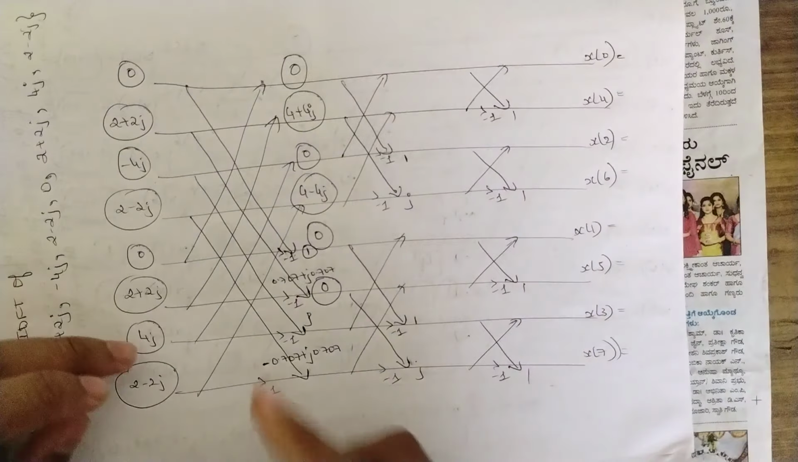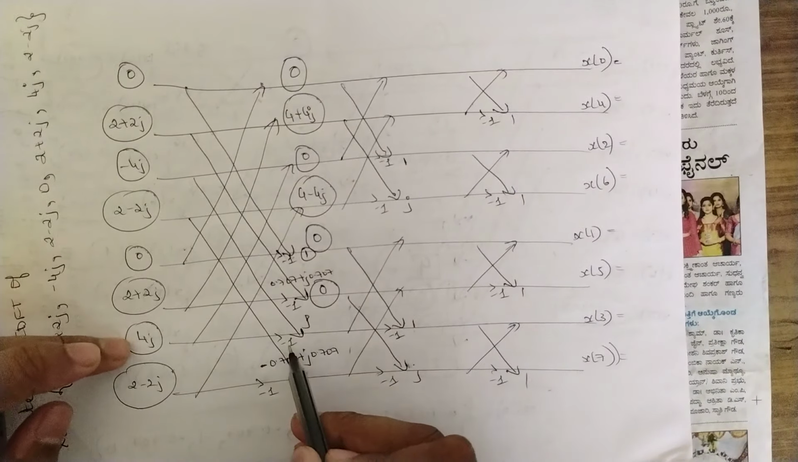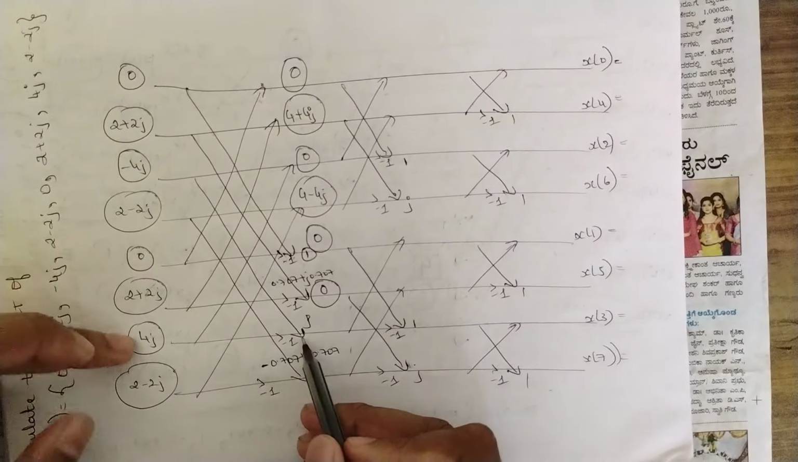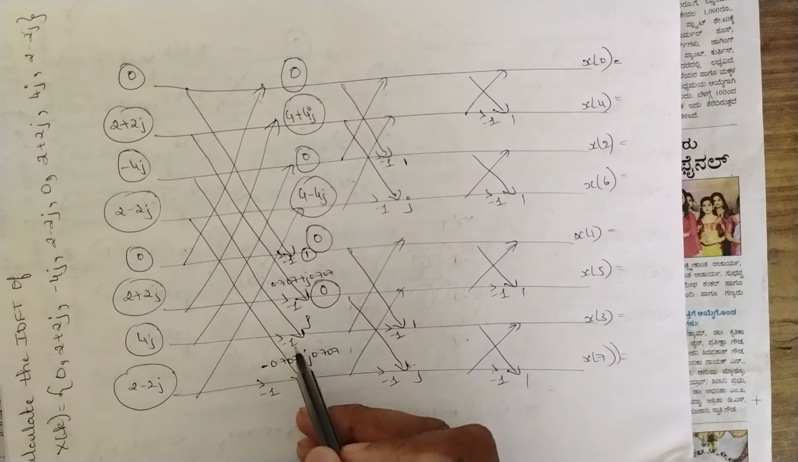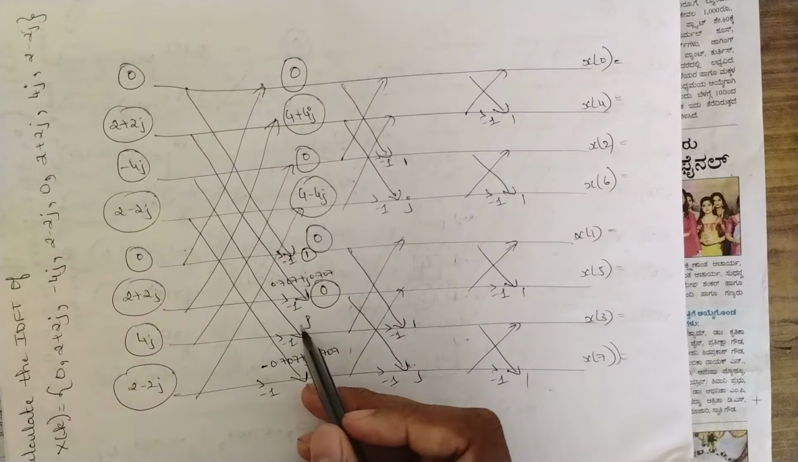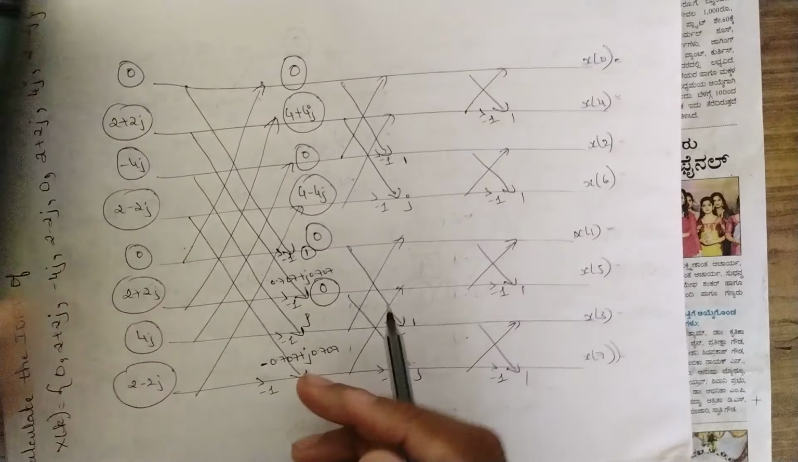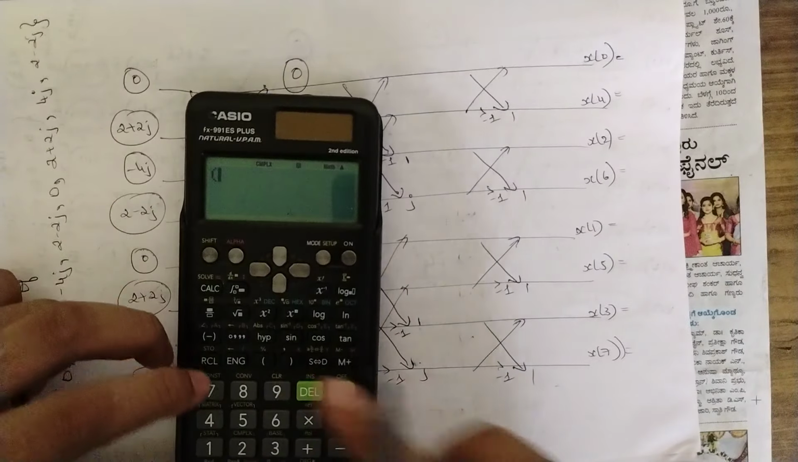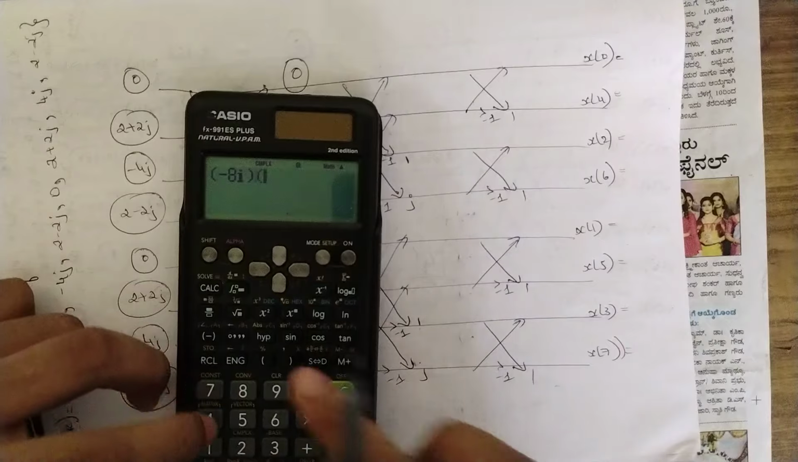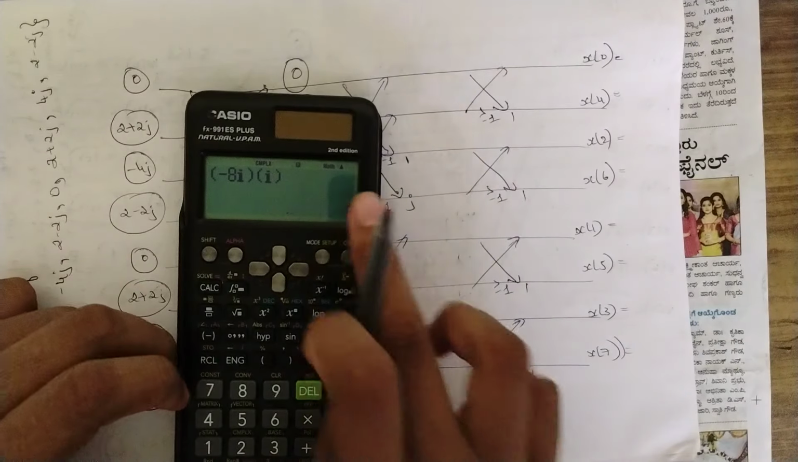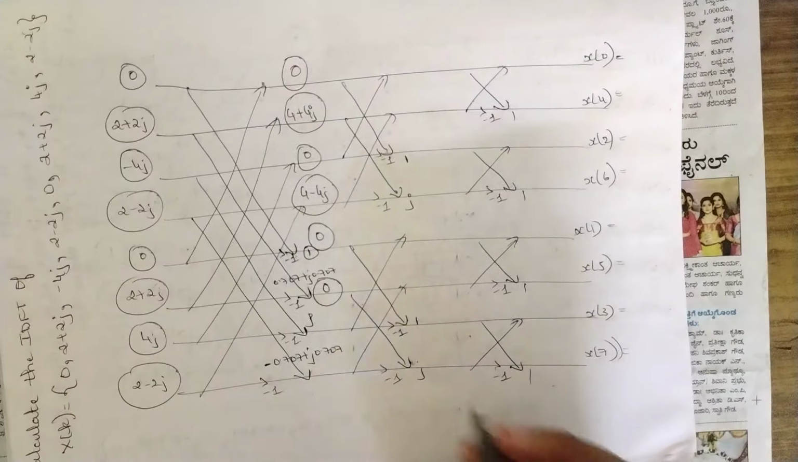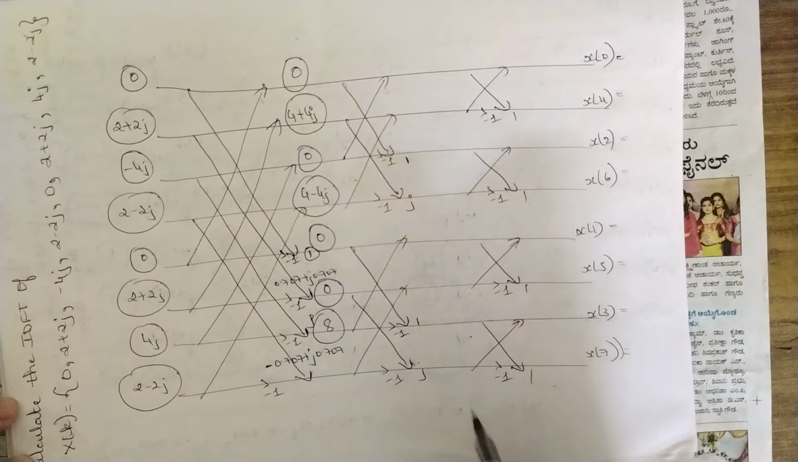Okay. So then we have 4j into minus 1, that is minus 4j, and here we have minus 4j, so that is minus 8j into j. Okay, that is minus 8j into j, that is equal to plus 8. Okay, so again we got here the answer as 8.